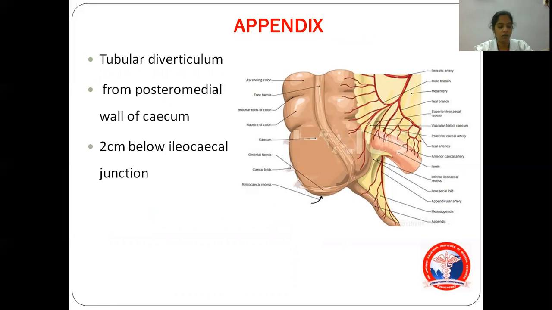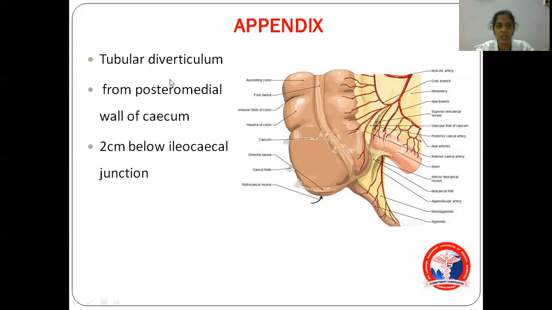The next one we are going to discuss is the appendix. It's also a clinically very important topic for you. Okay, so the appendix, as you know, is a tube-like structure. You can see in this picture, it is a tube-like structure. So it is a tubular diverticulum. It arises from the posteromedial wall of the cecum. Here is the cecum. In the posteromedial wall, you can see the appendix.